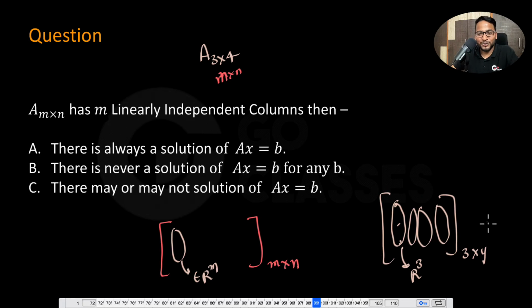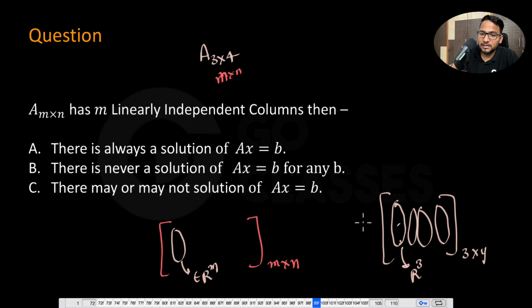Actually, if I tell you the truth, in R3, if you are getting 3 linearly independent columns, I don't think you need anything else from this world. I mean, you are the richest person. If you are getting 3 linearly independent columns in R3, then what else do you need? You can generate the entire R3. Okay, let's see this question.